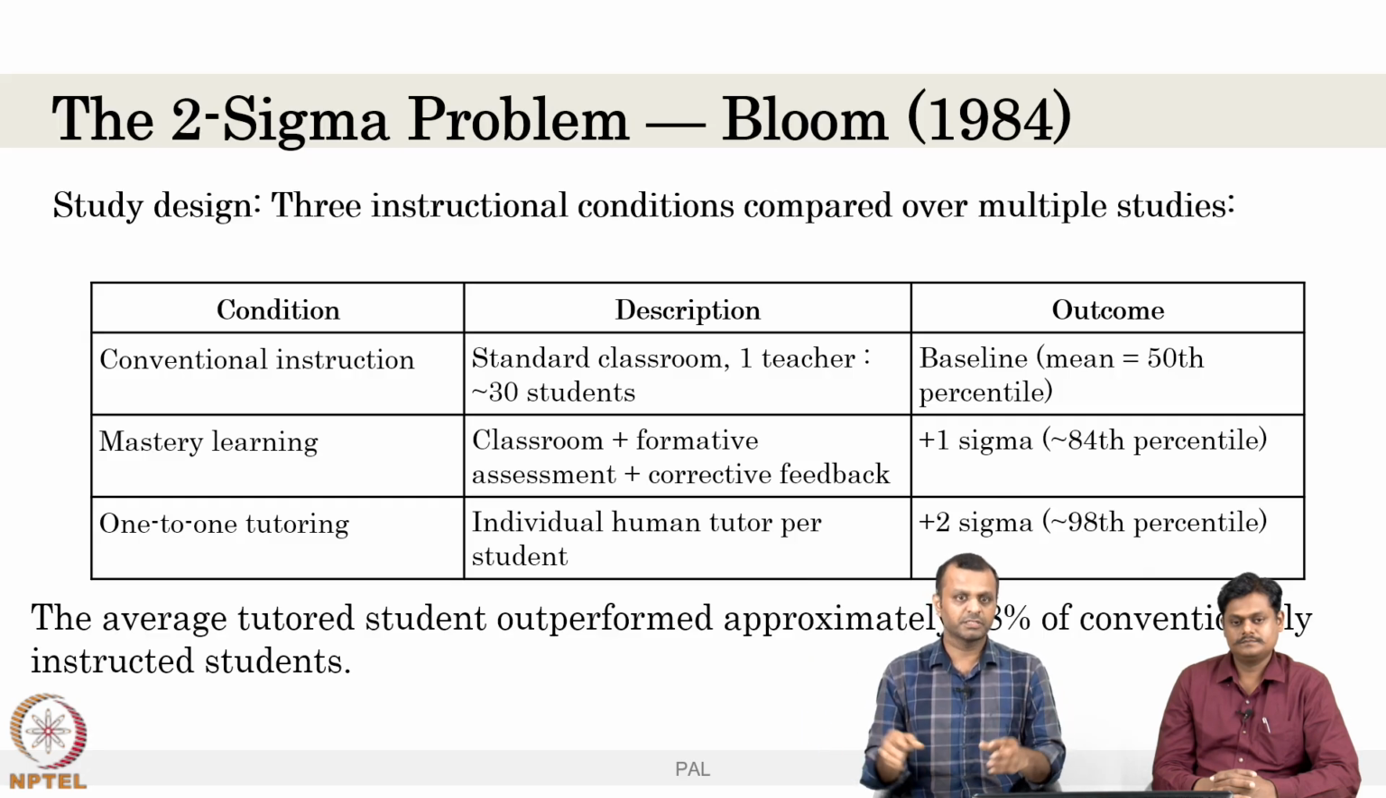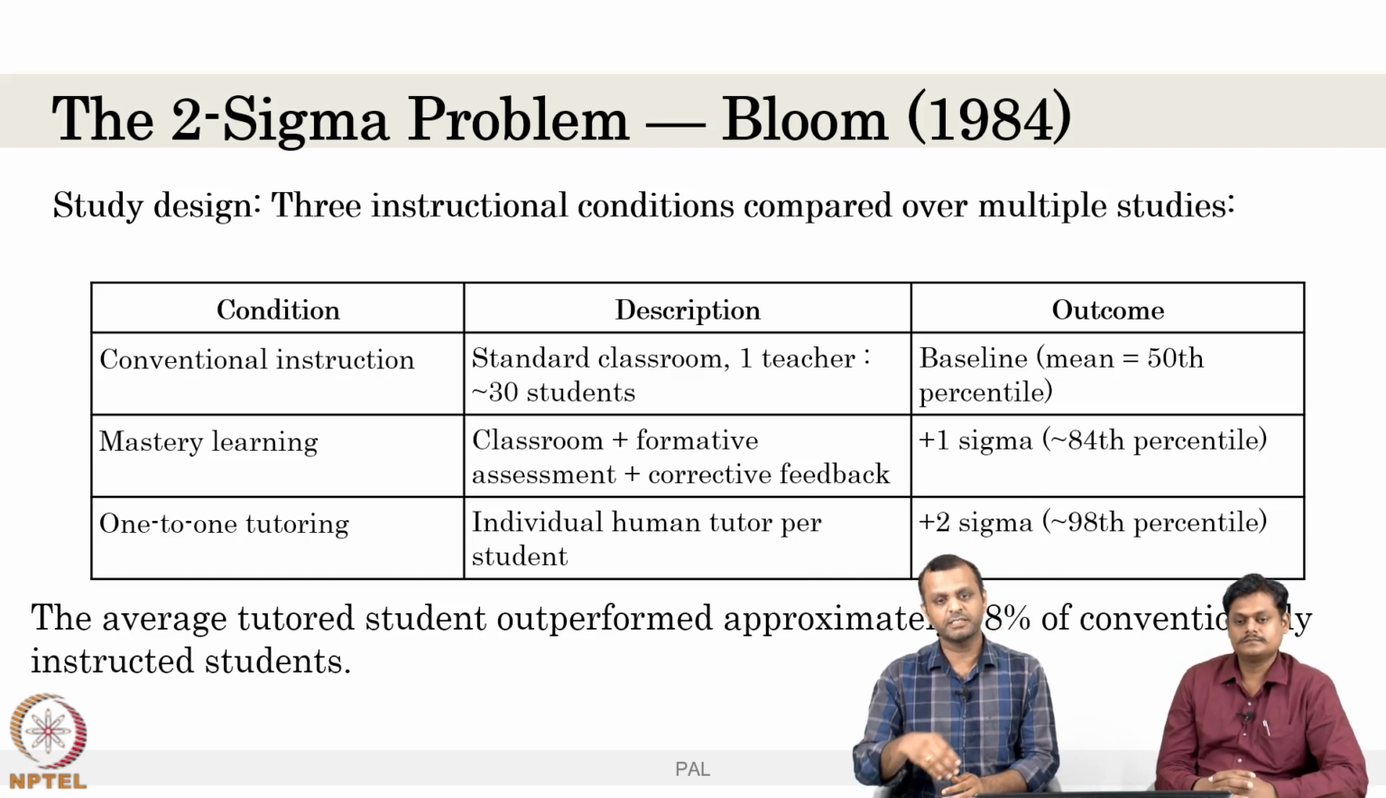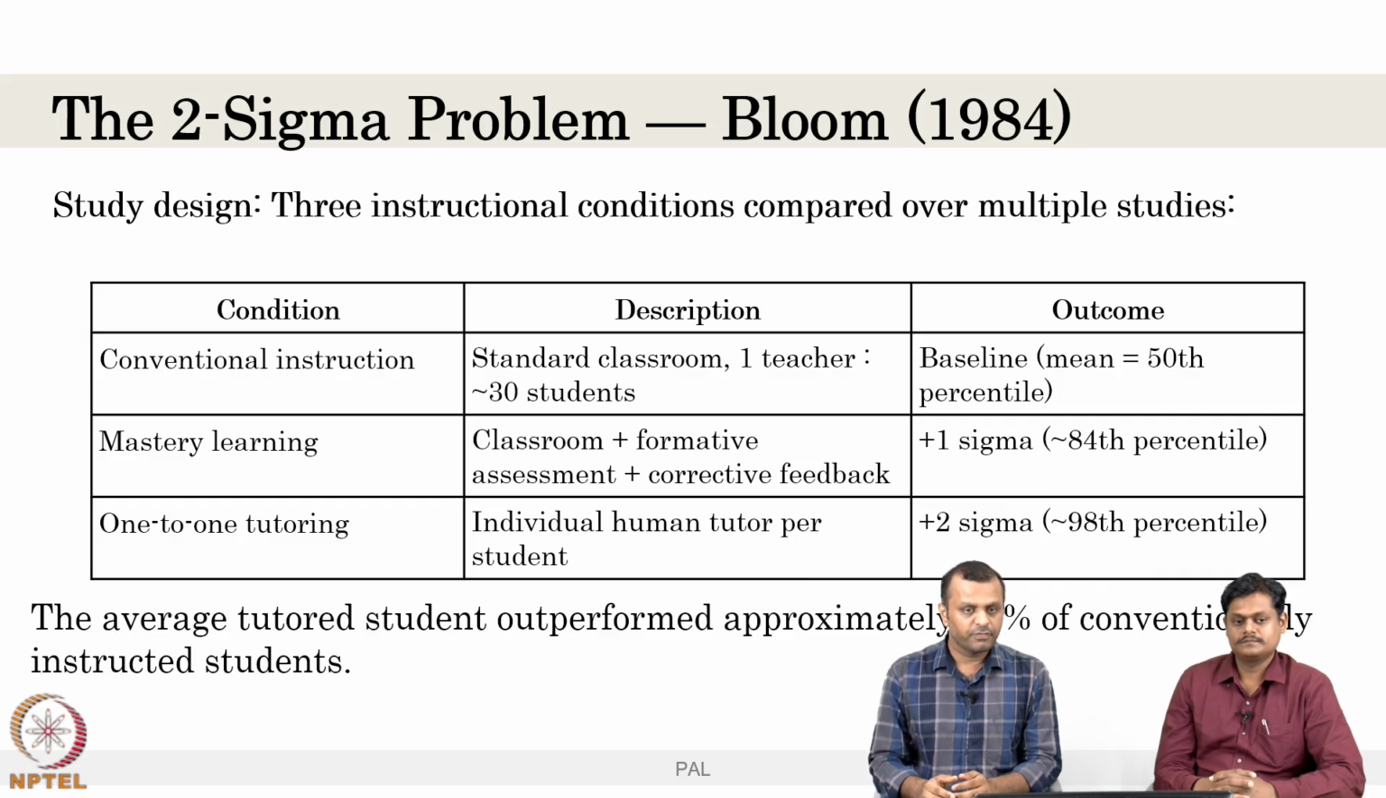Comparing these, they found the learning gain, the improvement from pre-test to post-test, improved by 2 sigma, that is, two standard deviations in the normal distribution. So it has been shown by studies from the 1980s that individual personalized learning improves learning.